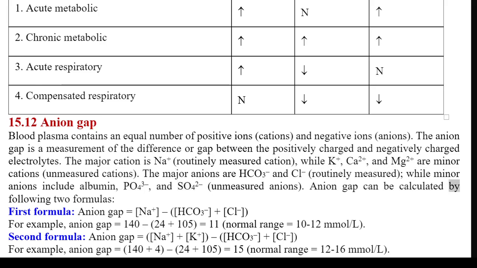Anion gap can be calculated by the following two formulas. First formula, anion gap equals Na+ minus (HCO3- plus Cl-). For example, anion gap equals 140 minus (24 plus 105), equals 11, normal range equals 10 to 12 mmol/L. Second formula, anion gap equals (Na+ plus K+) minus (HCO3- plus Cl-). For example, anion gap equals (140 plus 4) minus (24 plus 105), equals 15, normal range equals 12 to 16 mmol/L.